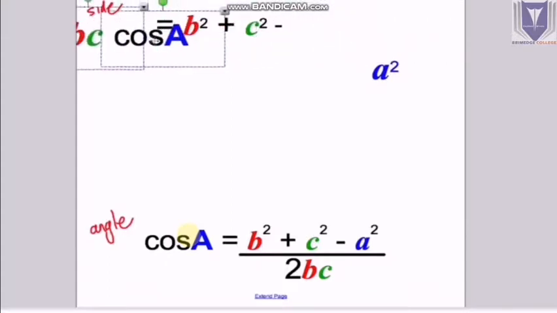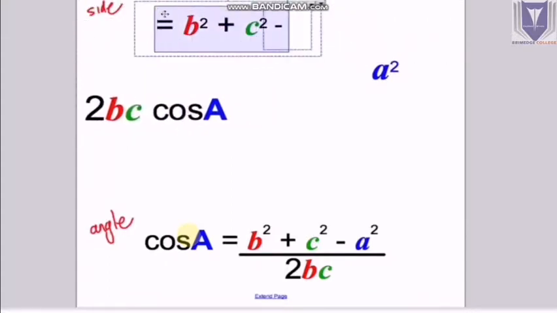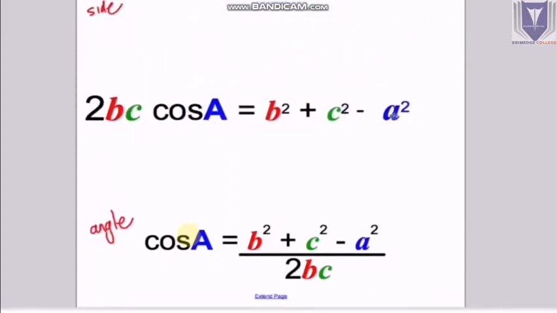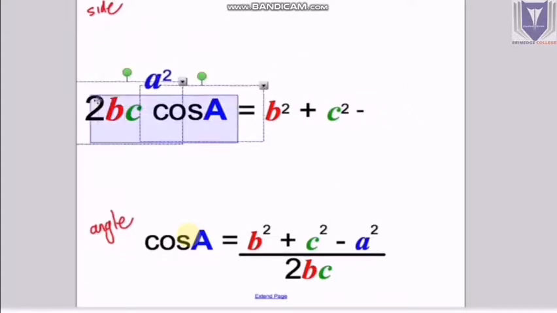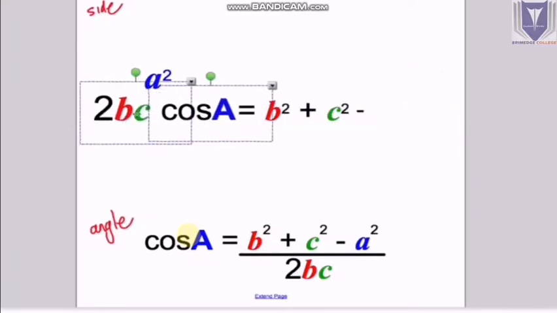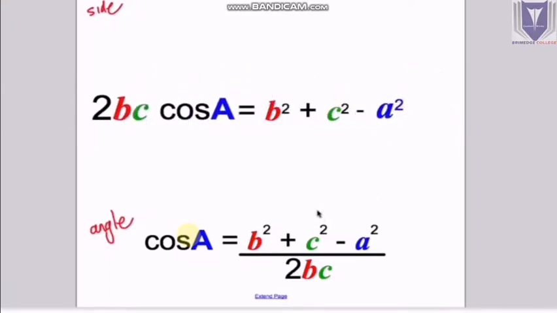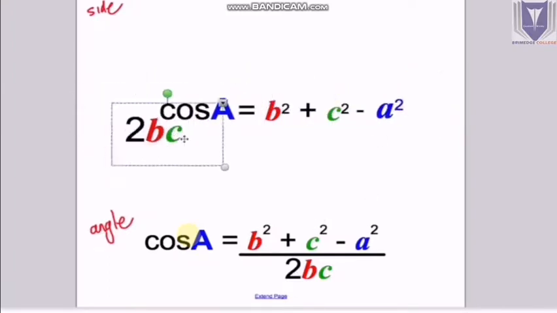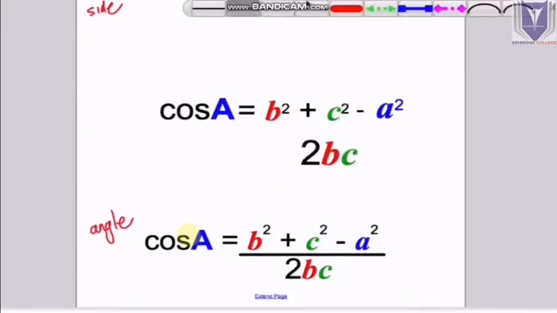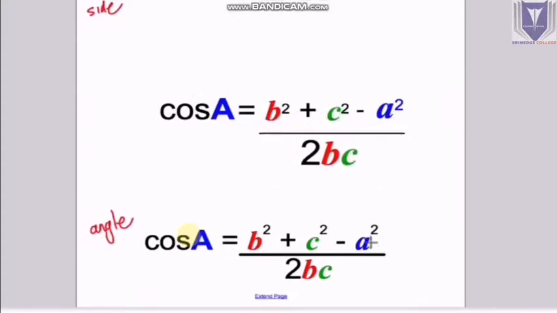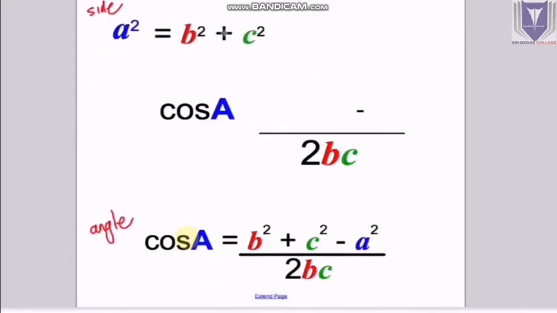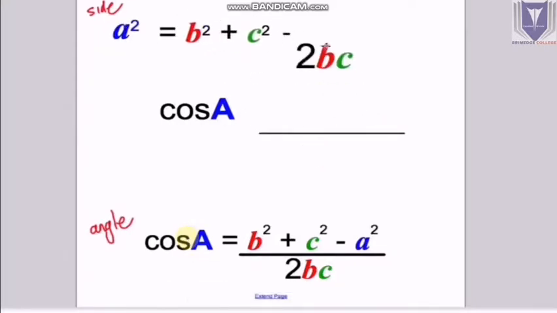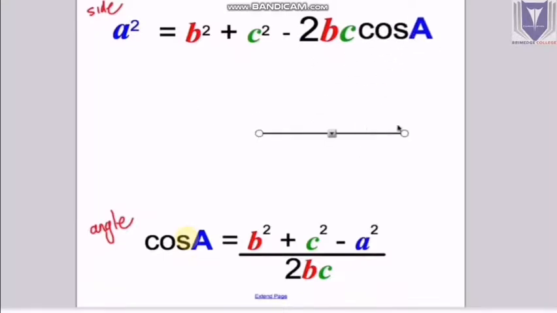Like I said, it came from the formula. So look at this. If you choose to divide both sides by 2BC, you will have cos A equal to B squared plus C squared minus A squared over 2BC. So let's go back to how we apply this to solving real-time problems.